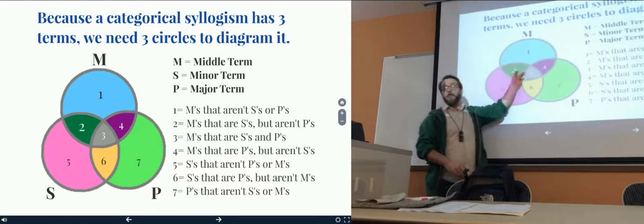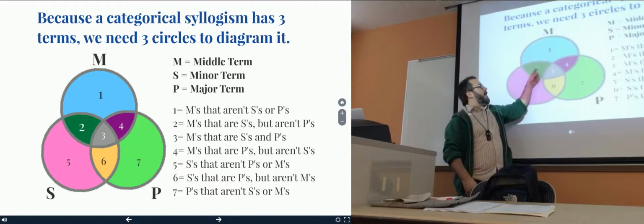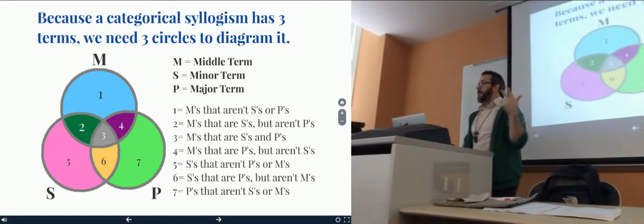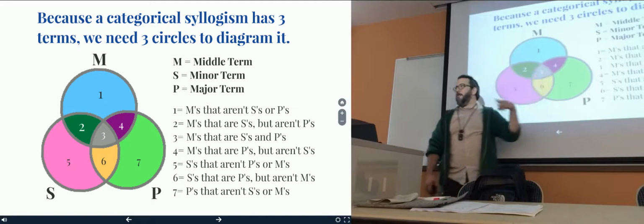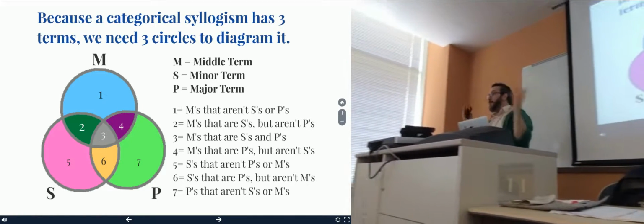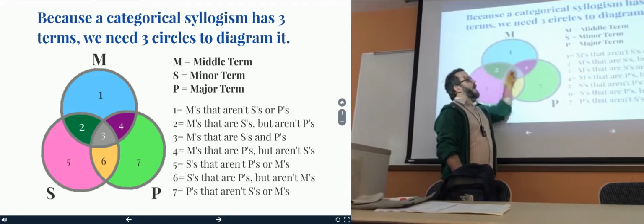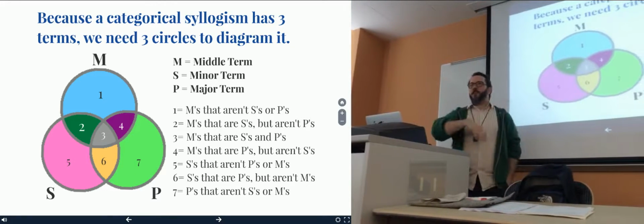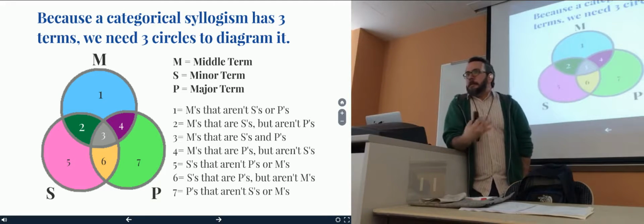So zones 2 and 3 are M's that are S's, but there's a difference between the ones in zone 2 and the ones in zone 3. Zone 2 are the M's that are S's that are outside of the P circle. So zone 2, these are things that are M's, they're also S's, but they're not P's. Zone 3 are all of the things that are M's and S's and also P's. Zone 3 is all of the things that are all 3. They belong to all 3 of the categories. Over here in zone 4, those are all the things that are M's that are P's but aren't S's, and so on and so forth. You get how this works? I don't need to do it for every single region. You get the idea.